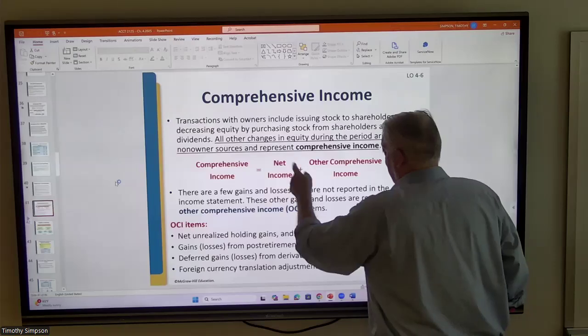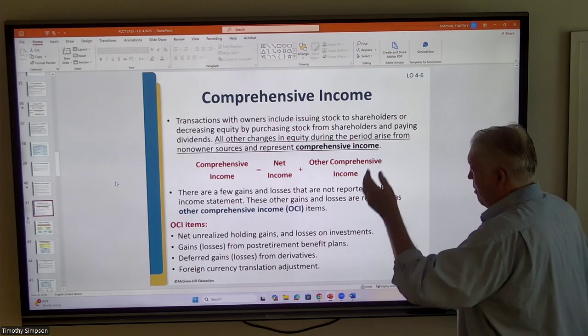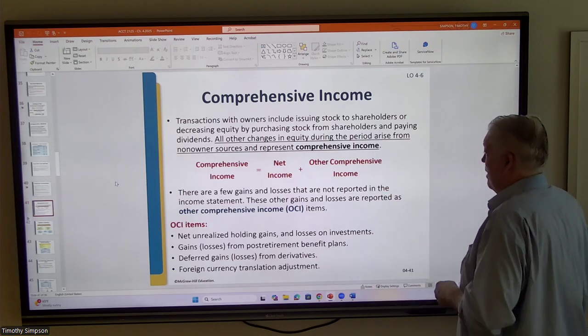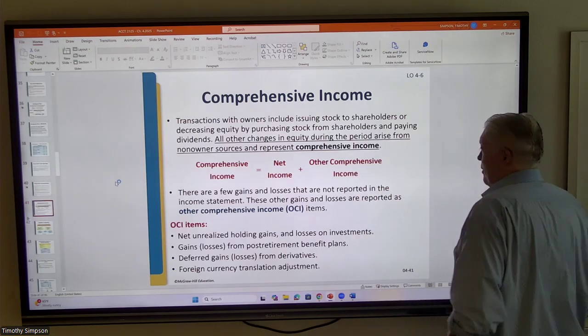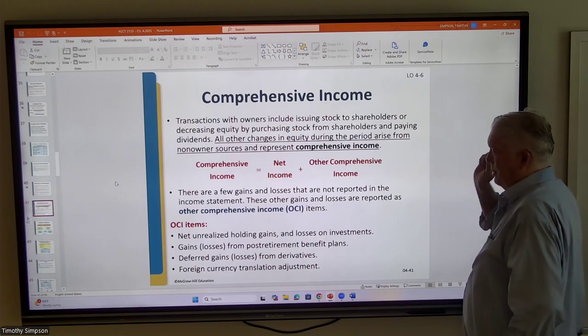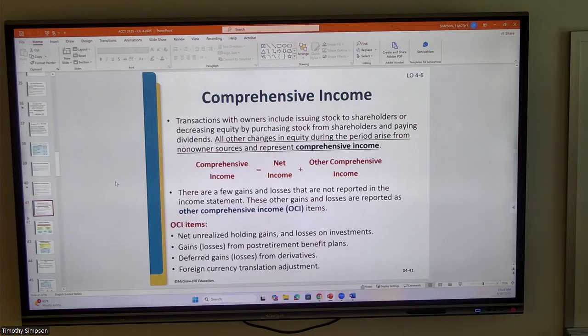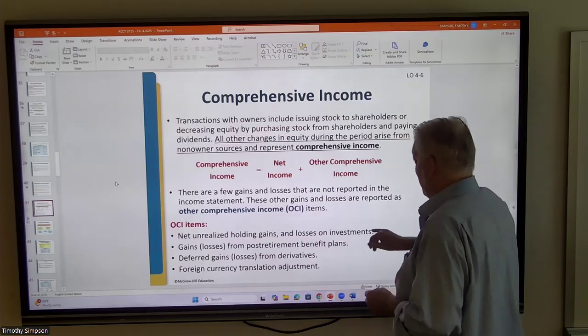Comprehensive income is net income, which is the net income that we know about. That's all after all operating expenses, non-operating expenses, whatever. And then you have this other area called other comprehensive income, or OCI. There are a few things that go into it. It's an income statement item that may be included on the income statement, or potentially included. There are a couple of different ways to report this on a separate statement, which follows immediately after the income statement in the financial reporting. And they include things like net unrealized holding gains and losses on investments.